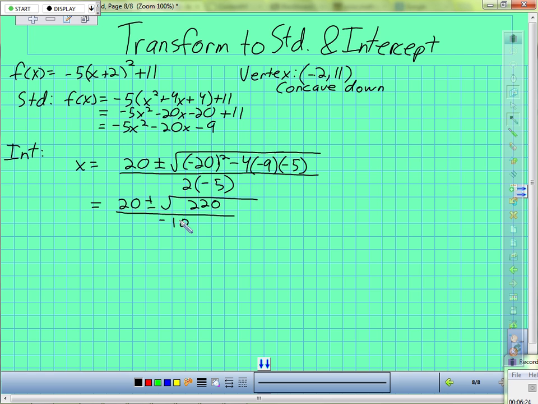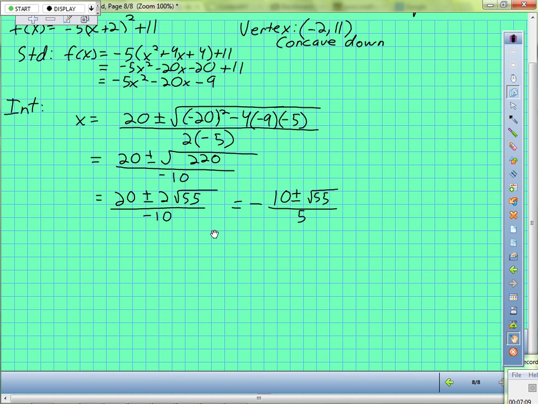over -10. Can I do anything with that just to make my life a little easier? 220 is divisible by 4, so this would become 20 plus or minus 2 radical 55 over -10, which of course reduces down to, I'm going to put that negative out front, so negative, and then that'll be 10 plus or minus radical 55 over 5. I just canceled a 2 out of each term.